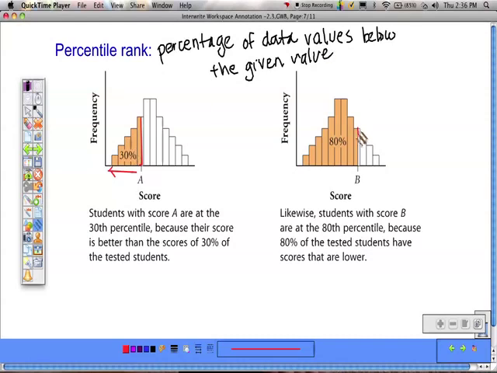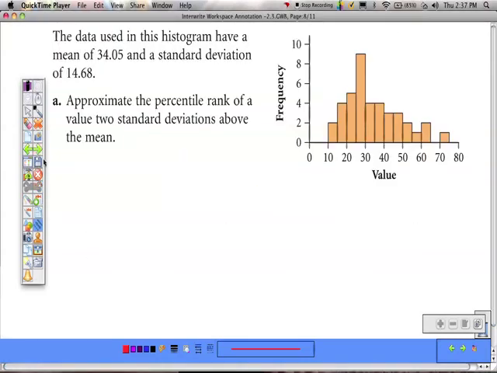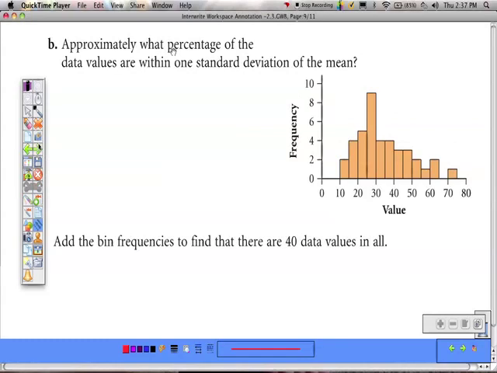Let's say you're right here, where student B is, and 80% of the students scored below you. So you are higher than 80% of the students, and that means you are at the 80th percentile because 80% of students are below you. So you look at what's below you, and you're at that percentile. Let's do some more examples. I'm going to skip this for now, I'll come back to this one.